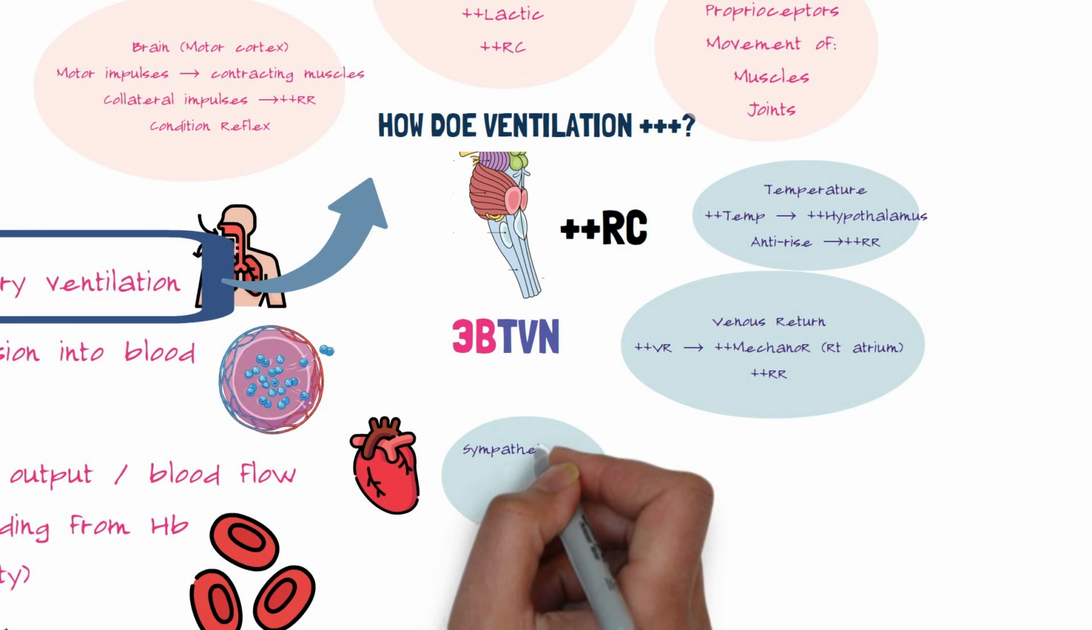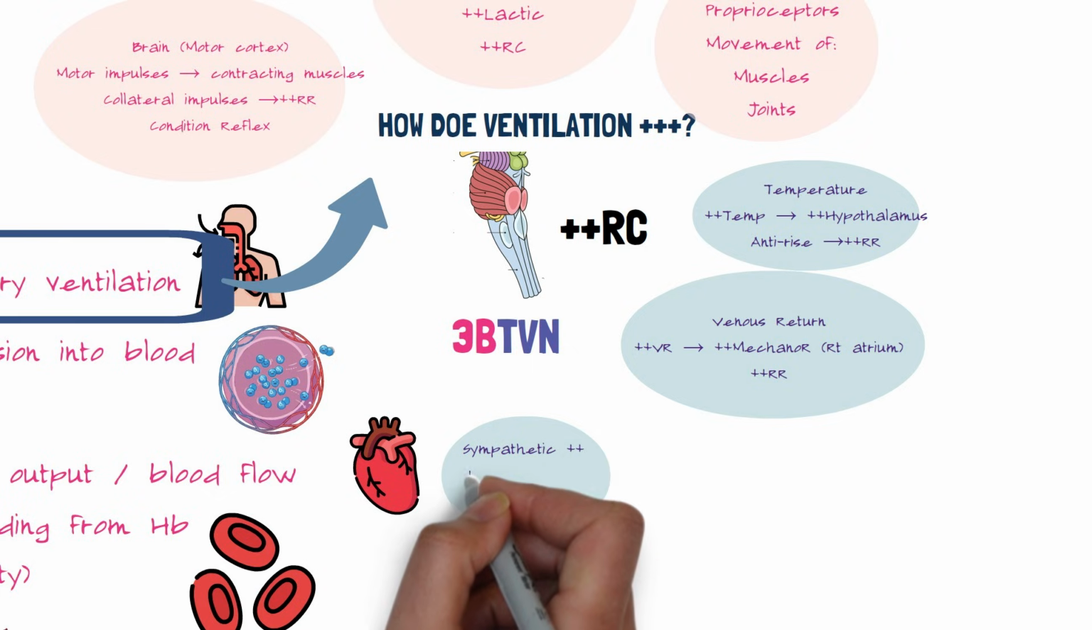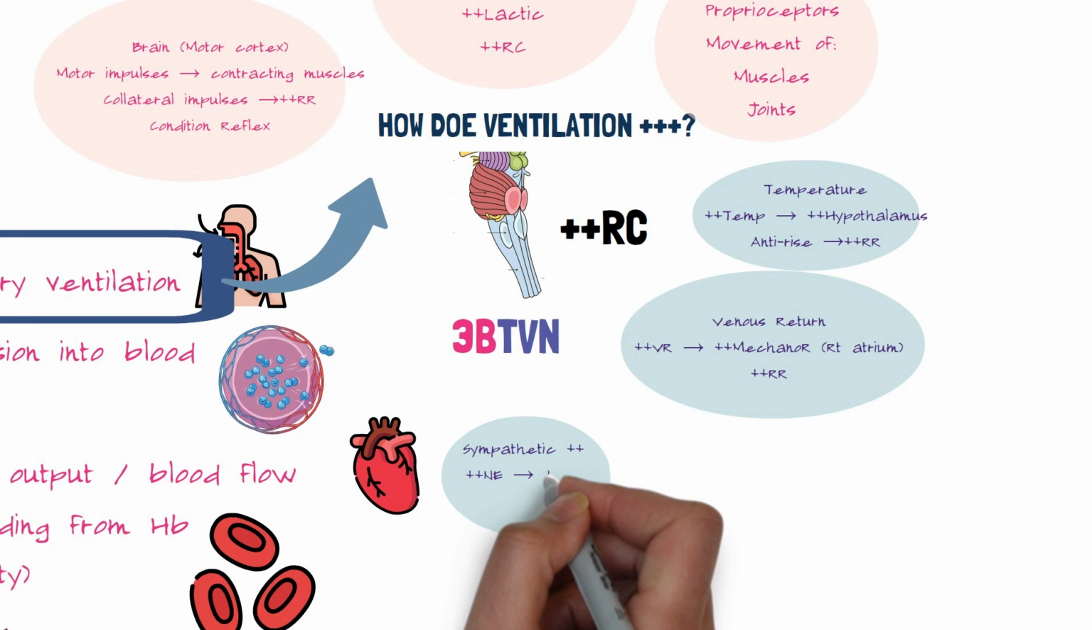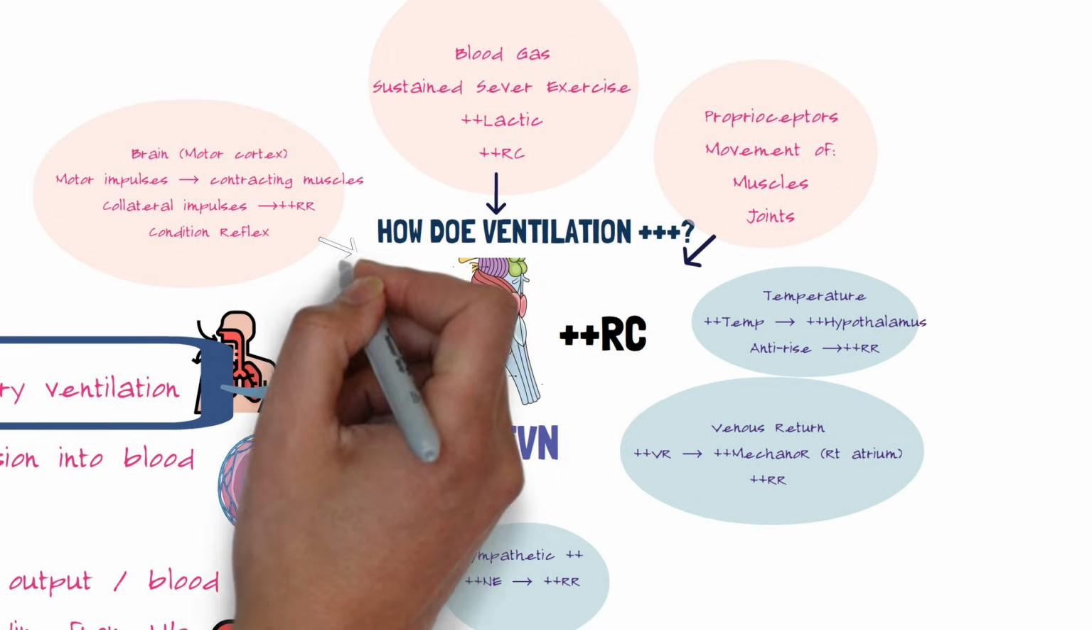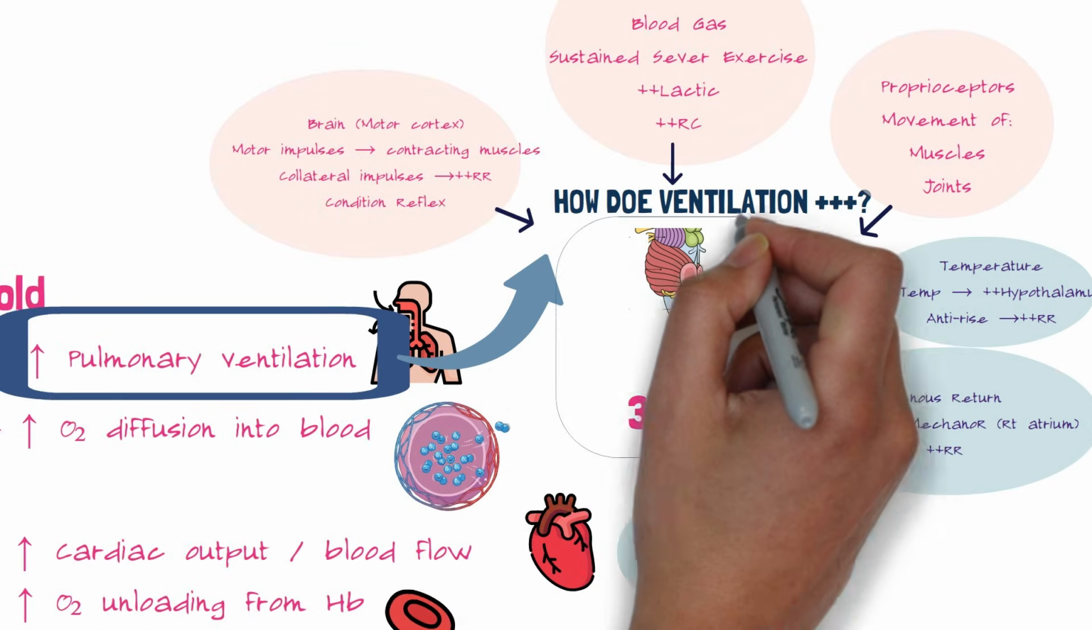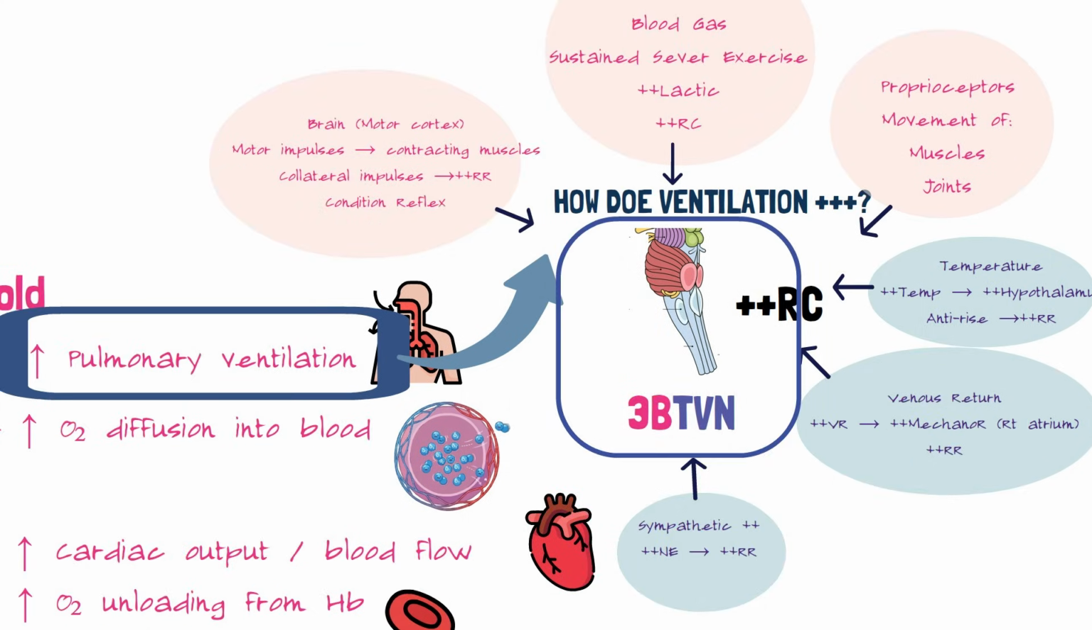So the respiratory center in the brainstem is actually activated by the 3B: the blood gases, the proprioceptives, the brain, and the temperatures, the venous returns, and the norepinephrine.